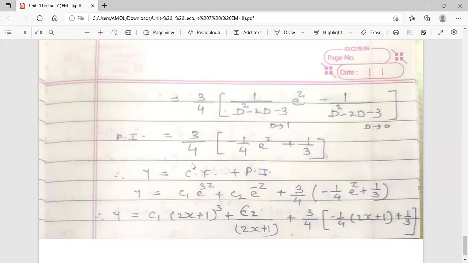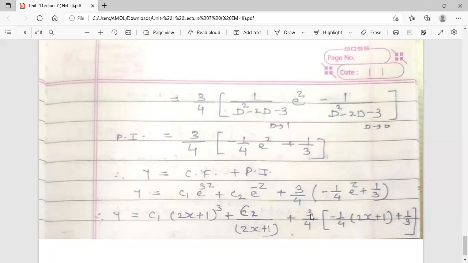plus 1 by 3. So this is the PI, and the general solution is y is equal to CF plus PI. You write down the CF, c1 e raised to 3z plus c2 e raised to minus z, plus 3 by 4 in bracket minus 1 by 4 into e raised to z, plus 1 by 3.